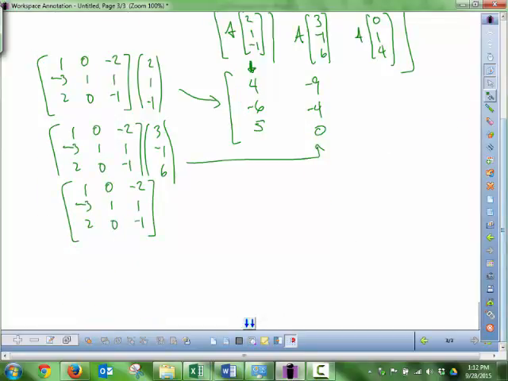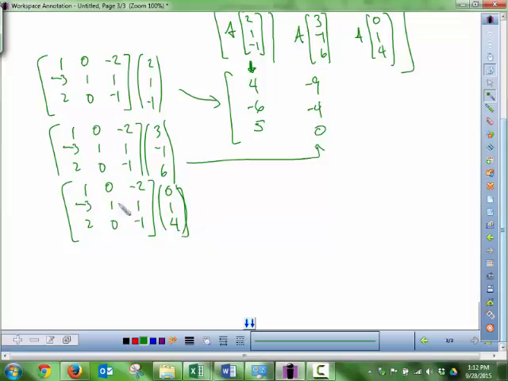When we multiply this by the last column of B, and the last column of B is 0, 1, 4. So 0, 0, negative 2 times 4 is negative 8. We have a 0, 1 plus 4 is 5. And then a 0 and a 0 and a negative 4.